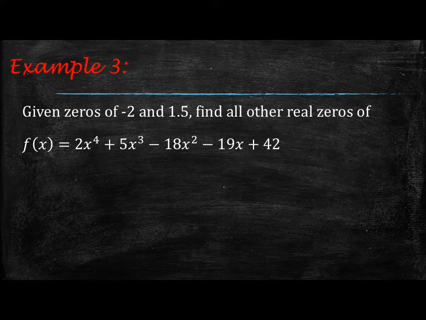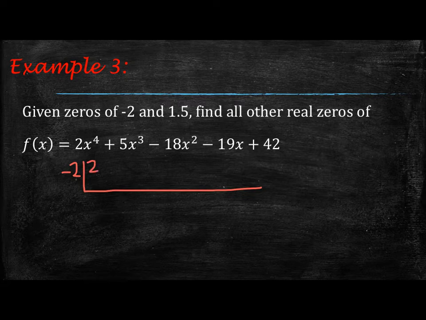Okay, example 3. Given that you have zeros of negative 2 and 1.5, find all the other real zeros of this polynomial. So we're kind of lucky in the sense that they give us some zeros to start with. They tell us that negative 2 is a zero. So let's use synthetic division. So we've got 2, 5, negative 18, negative 19, and 42. Now we should get a remainder of 0 because they've told us that this is a zero.